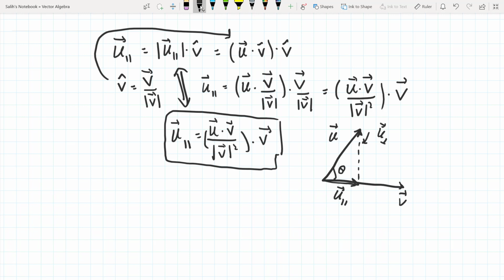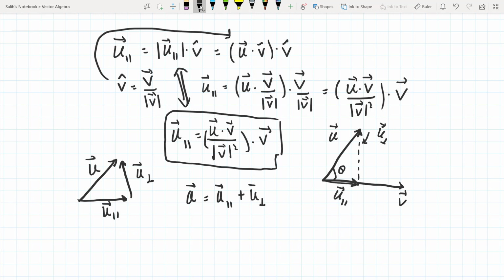And here we can see, from the vector addition in the first section, that the vector u is actually equal to the projection of vector u on vector v plus the vector that is orthogonal to the vector v, and we call this the vector decomposition. u is equal to the parallel component of vector u plus the orthogonal component of vector u.